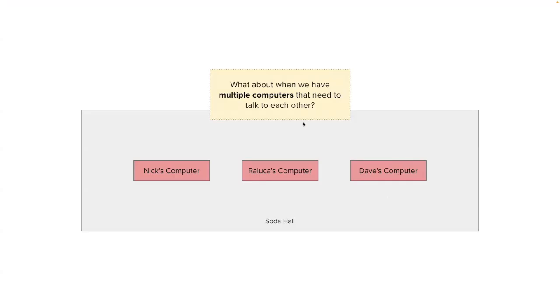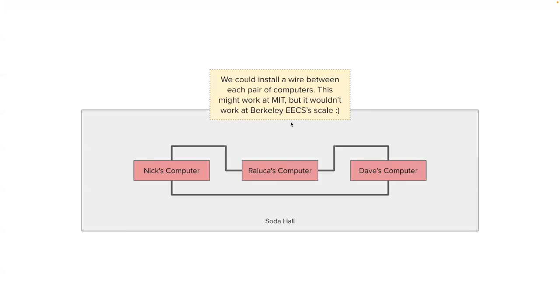So in the last slides we talked about when we have two devices in the same building, we can just connect them with a wire. But what happens when we have more computers that need to talk to each other? One way is to add a wire between each pair of them. This kind of works if the organization is small, let's say just three computers, but it wouldn't scale to a larger organization like Berkeley.